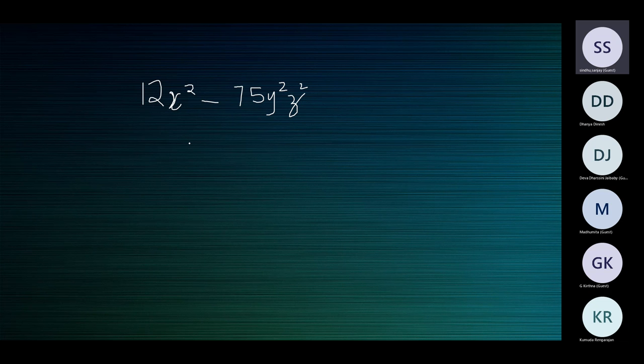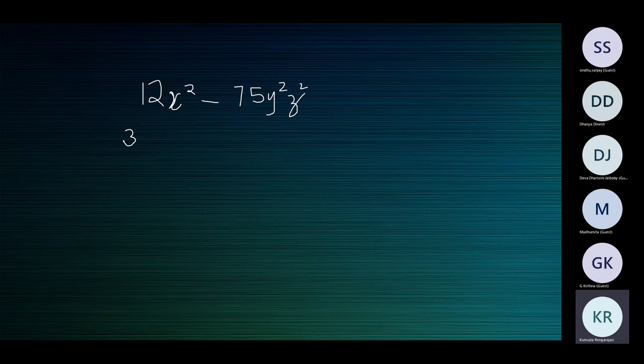Completed, ma'am. What's the first step? Ma'am, I got the answer 3 into 4x square minus 25 y square z square. Very good. So that's the first step, right? There are two terms, so it should look like a square minus b square. There is no choice when there are two terms. You can see the squares there, x square, y square, z square. But 12 and 75 are not perfect squares. But the HCF of 12 and 75 is 3, so you should bring out the HCF. That's the golden rule.